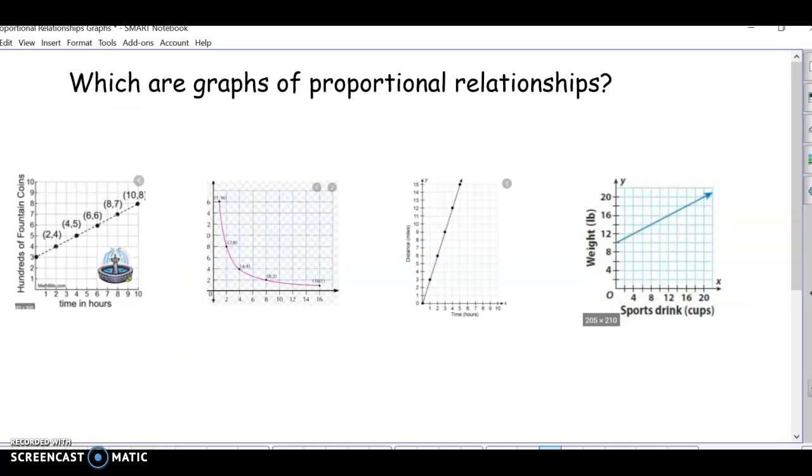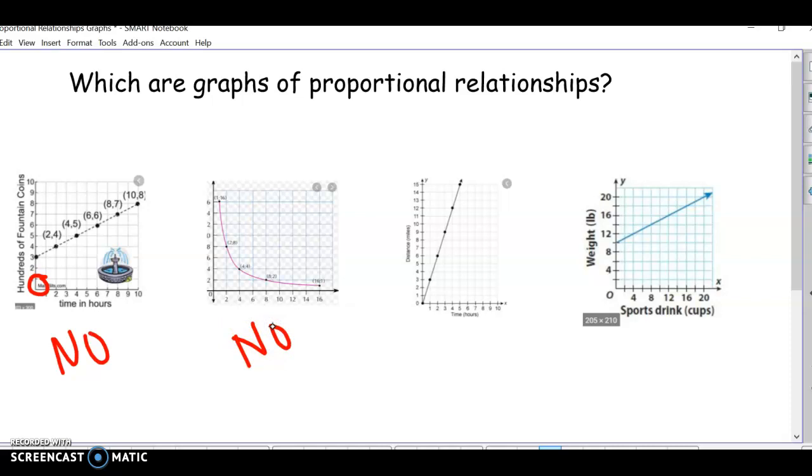Okay, which of these are graphs of proportional relationships? All right, let's look at these. This first one is a straight line, but it does not pass through the origin. So I would say no for that one. The second one is clearly not a straight line. It's a curved line. That tells us it is not proportional.